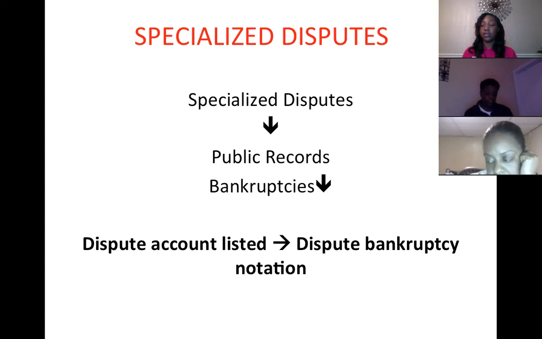Okay? The file date needs to be accurate. The docket number needs to be accurate. The amount needs to be accurate, right? What type of bankruptcy was it? Needs to be accurate. Was it Chapter 7, Chapter 13? Is that correct? Find any little thing wrong with that reporting and you're going to dispute that bankruptcy notation.